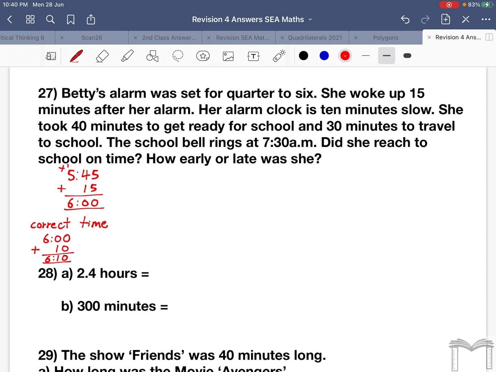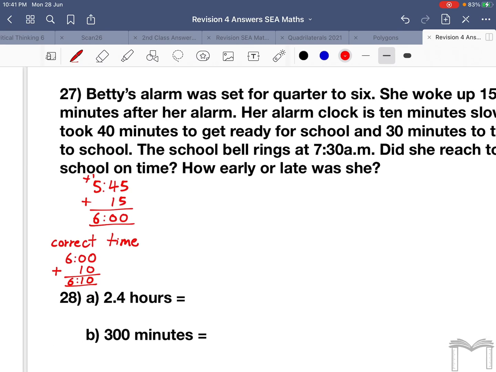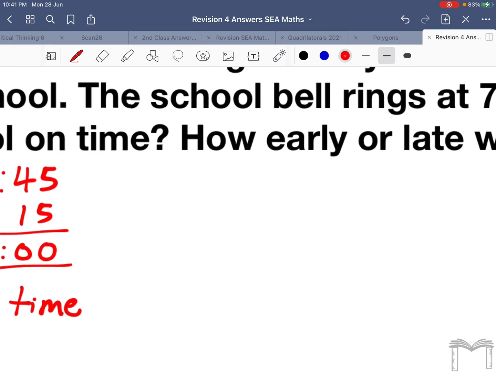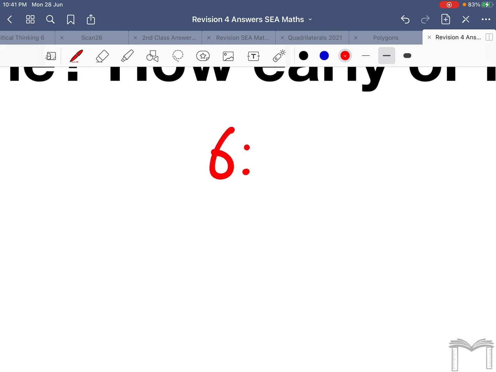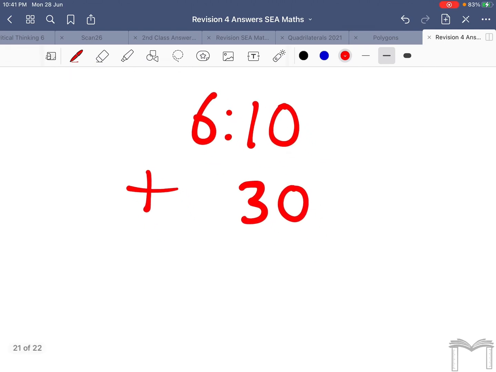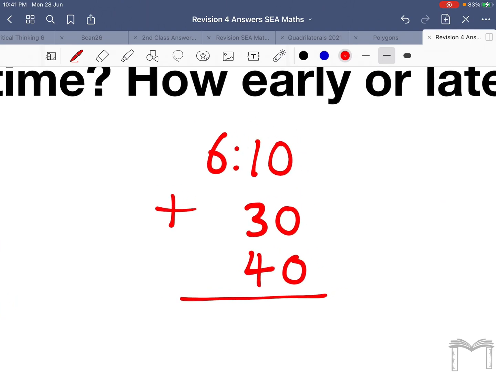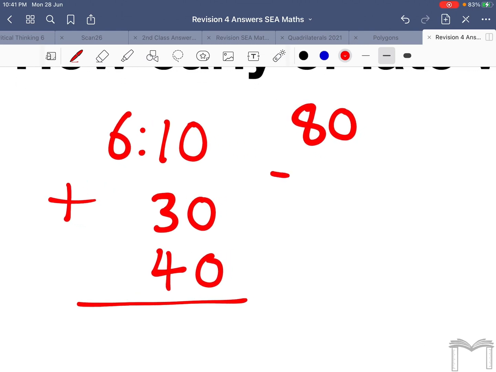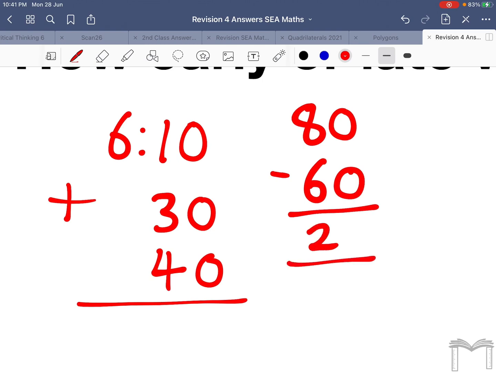She took 40 minutes to get ready for school and 30 minutes to travel to school. So let's add those times to the time that she woke up. 30 plus 40 is 70 plus 10 is 80. So 80 minutes. So we can break that into hours and minutes. So we take away 60 minutes, which is 1 hour. We get 20 minutes remaining.